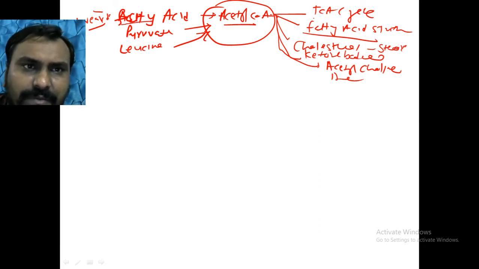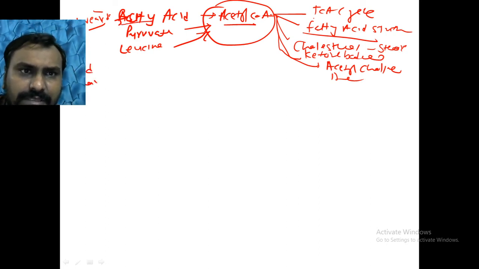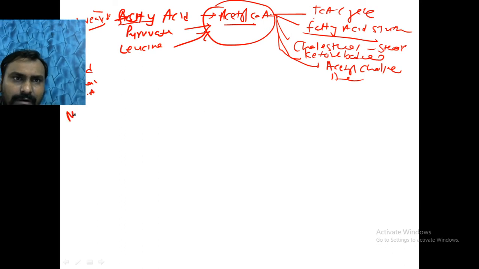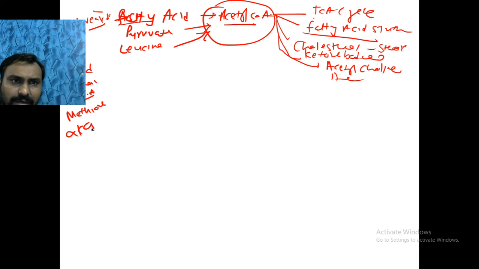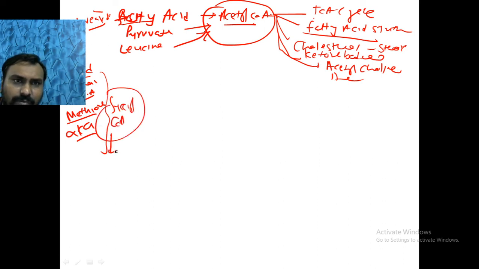So from odd chain fatty acid or methionine, okay, or from the alpha ketoglutarate. And also threonine, valine will form the succinyl CoA. So this succinyl CoA, where is it used? It is used for the heme synthesis. Okay, it is used for the gluconeogenesis. It can be used in the TCA cycle. Okay, it can be used for detoxification, for the ketone bodies.